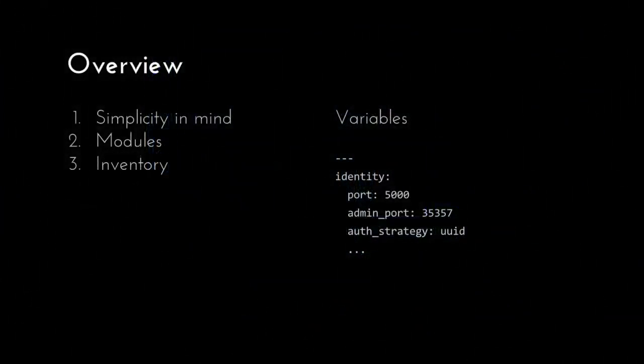So in this example, we're simply defining that identity, which is our Keystone system, has the following ports, and we're using a UID for auth strategy. And then these can later be used in other playbooks or roles to grab that information and populate templates.